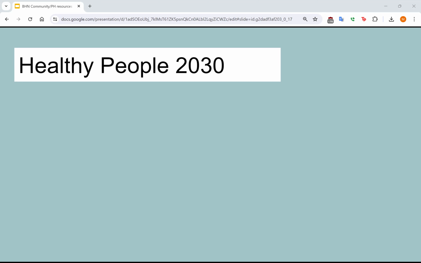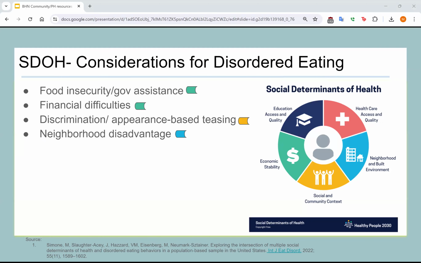I can't see the image. Oh, yes. So this image from the social determinant, sorry, from before. Oh, I'm sorry, I thought you said there was another one. I'm sorry. Oh, you're fine, you're fine.